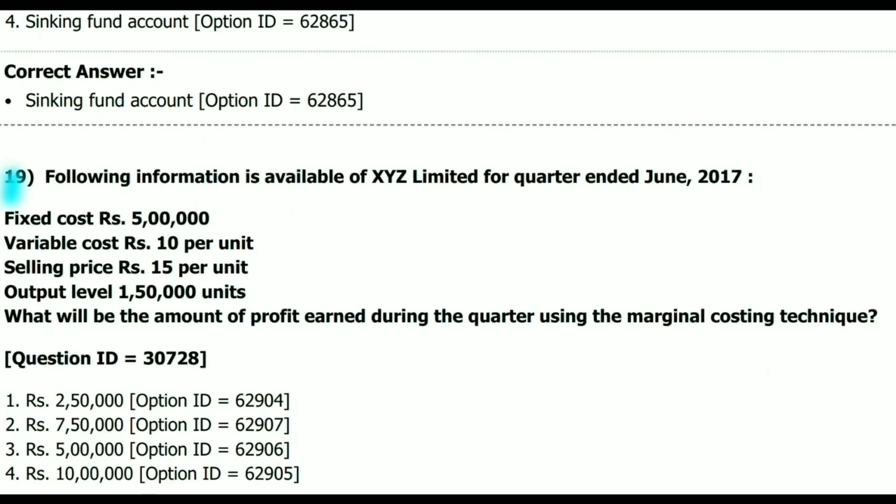Next, following information is available of XYZ Limited for quarter ended June 2017. Fixed cost rupees 5 lakh, variable cost rupees 10 per unit, selling price rupees 15 per unit, output level 1,50,000 units. What will be the amount of profit earned during the quarter using the marginal costing technique? Options: rupees 2,50,000, rupees 7,50,000, rupees 5 lakh and rupees 10 lakh.